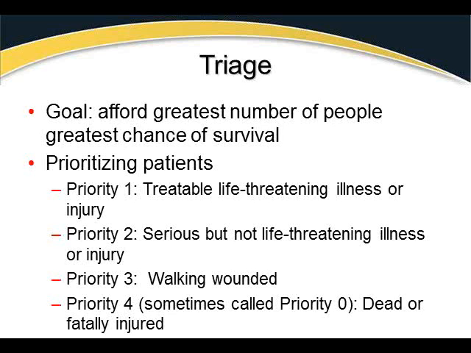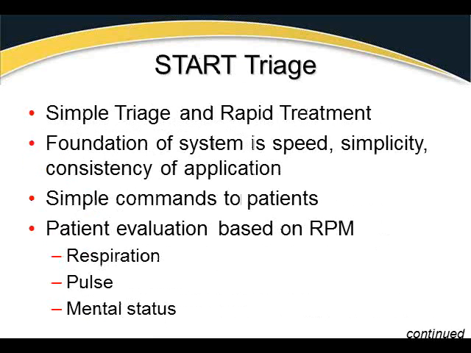Priority 2, these are serious but not life-threatening injuries, so they can be delayed a bit. Priority 3, these are our walking wounded. So these are people who have minor things that we'll eventually need to do something about, but they're not going to die anytime soon because of what they have. And then priority 4 or 0, depending on your category, these are the dead or fatally injured. So in terms of a triage tag, priority 1 is red, priority 2 is yellow, priority 3 is green, priority 4 is black. So we're talking colors.